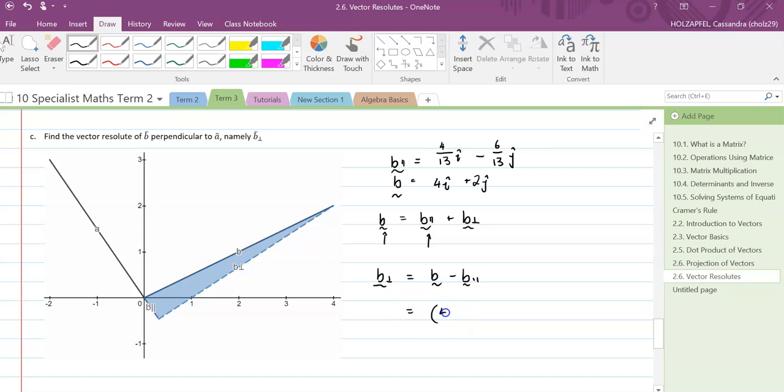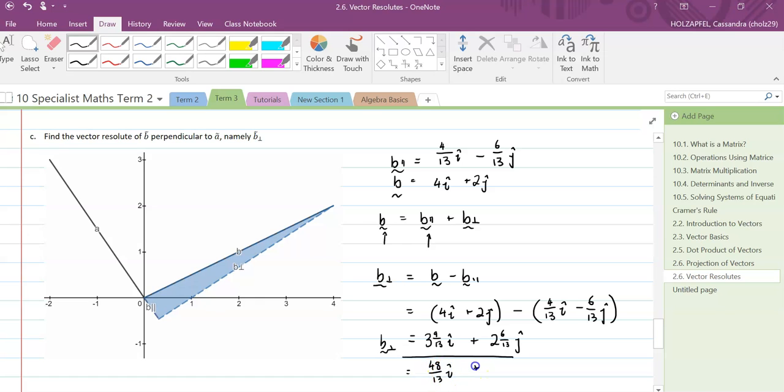Now, my original vector was 4i plus 2j, and my parallel vector, which I just determined, was 4 over 13 i minus 6 over 13 j. So to complete this, I'm just going to equate the two horizontal components and the two vertical components. So the final vector that we get for our perpendicular vector is equal to 3 and 9 over 13 i plus 2 and 6 over 13 j. So just to simplify that a little bit, that's going to become 48 over 13 i plus 32 over 13 j.